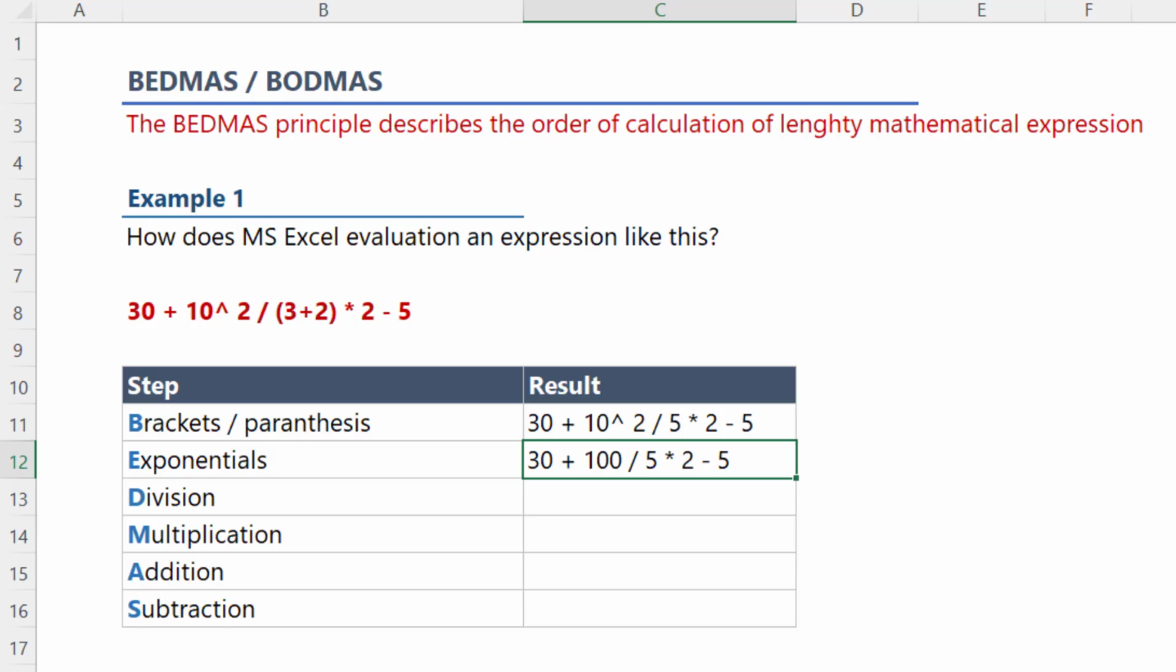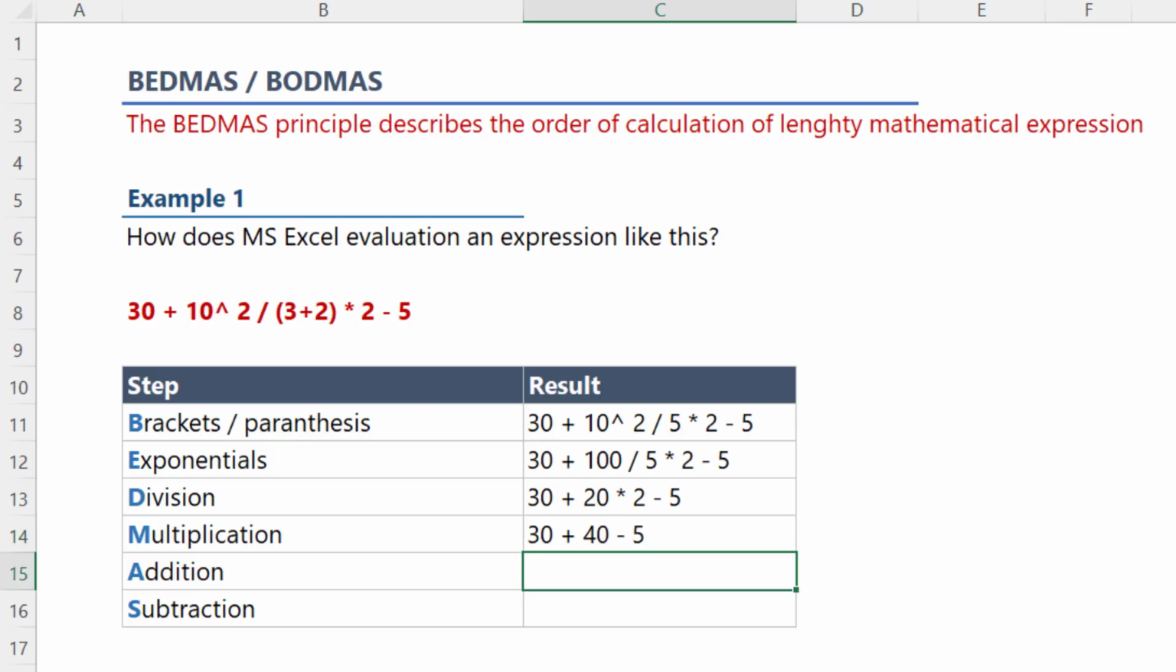What is the next step? It's division. Do we have a division here? We do. That's the 100 upon 5. So it's going to be 30 plus 100 upon 5 is 20. So 20 times 2 minus 5. After division comes multiplication. So this is going to become 30 plus 20 times 2 is 40 minus 5.